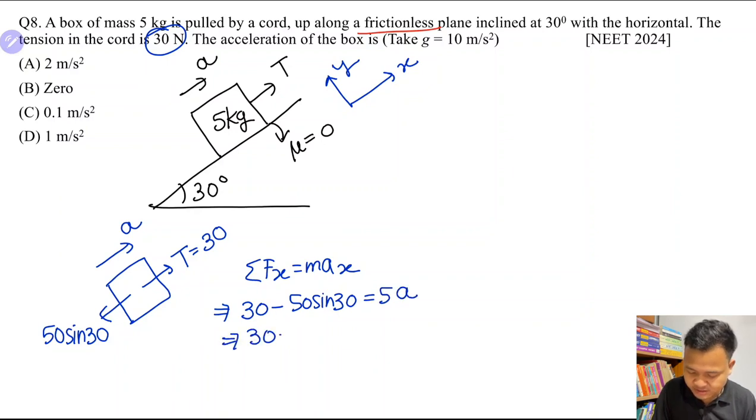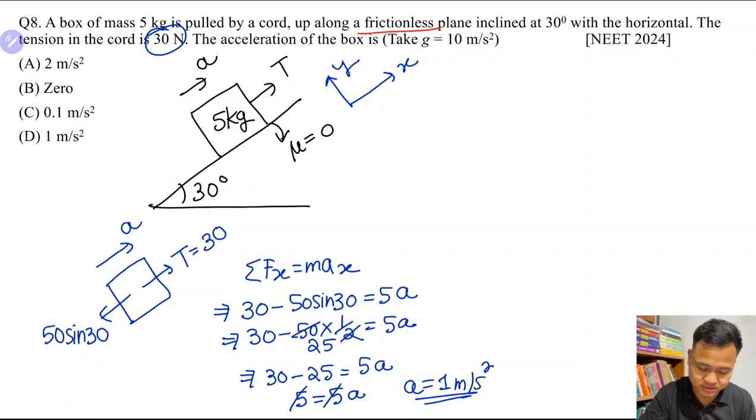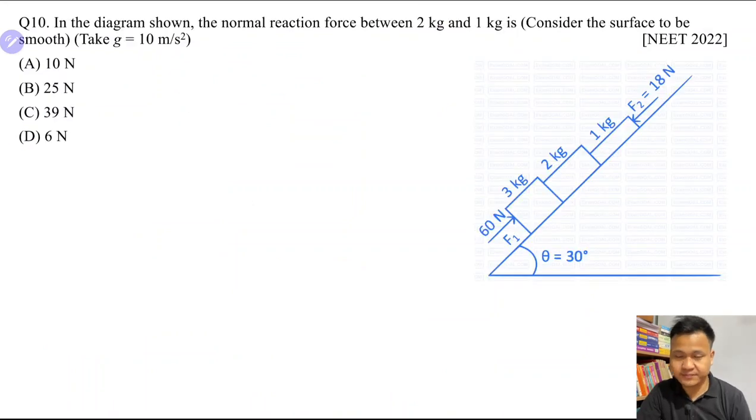So 30 minus 50 into sine 30, which is 1 by 2, equals 5 into a. So 30 minus 25 is equal to 5 into a, so 5 equals 5 into a. So what is the value of a? So a is 1 meter per second square. So option D. Okay, next question from 2022.